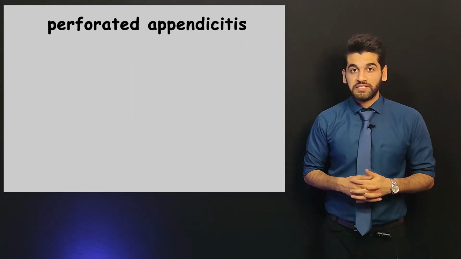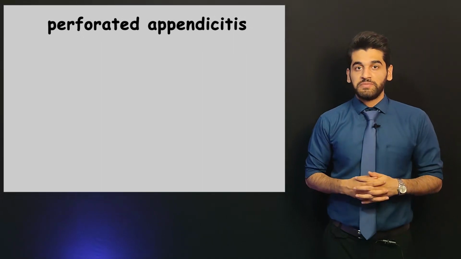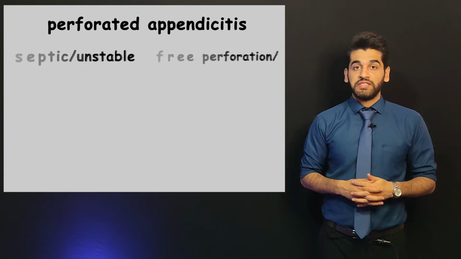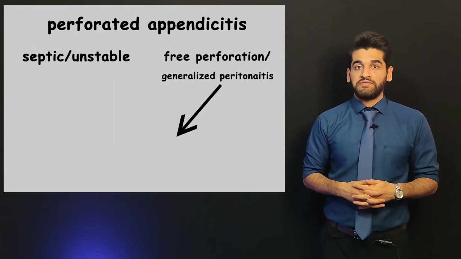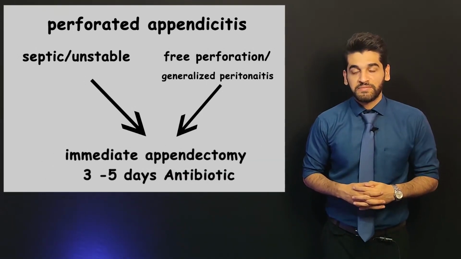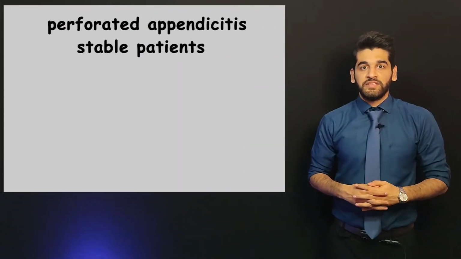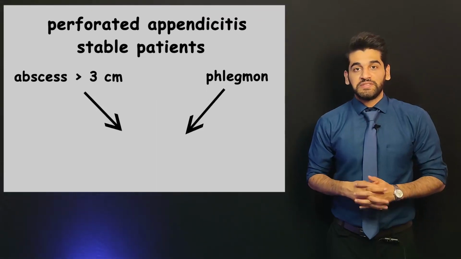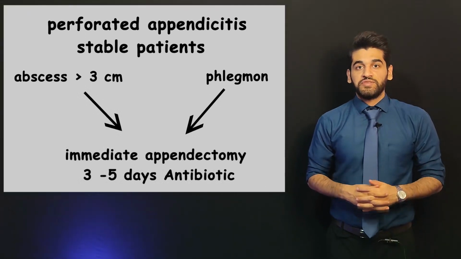Perforated appendicitis is characterized by a palpable mass on the right lower quadrant on physical examination, or by a phlegmon or abscess on imaging studies. In septic or unstable patients, or in the case of reperforation or generalized peritonitis, immediate appendectomy followed by 3 to 5 days of IV antibiotics is performed. In stable patients, with an abscess more than 3 cm or a phlegmon in which appendectomy is feasible and ileocecal resection is not likely required, immediate appendectomy followed by 3 to 5 days of IV antibiotics is performed.